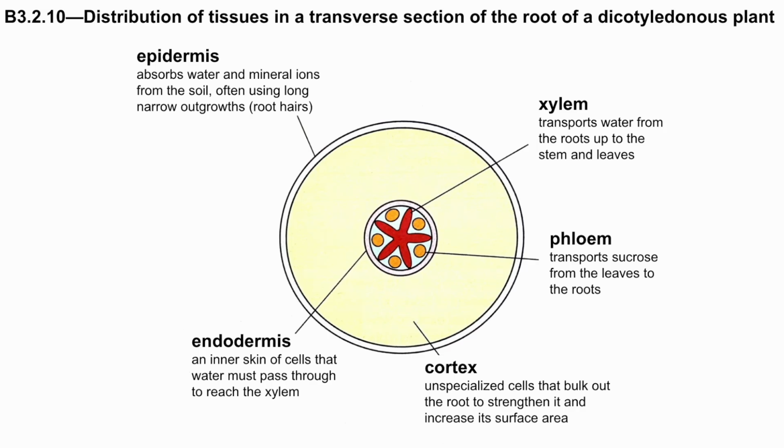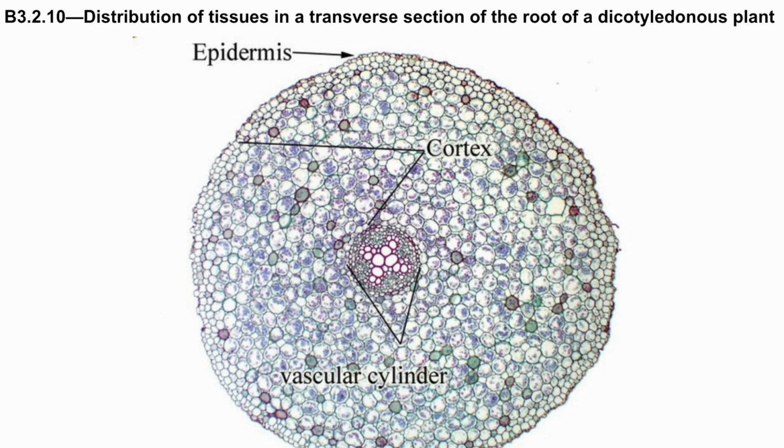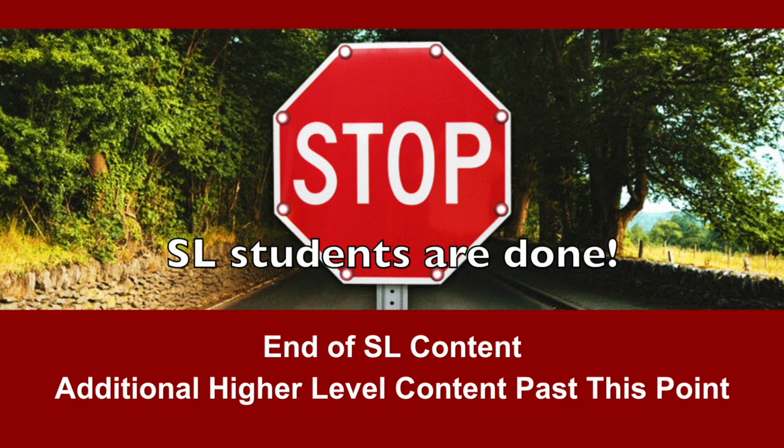Okay, again, this is a plan diagram, so it's just not going to show individual cells, but rather regions of tissue. Okay, so let's compare that to an actual micrograph. Once again, we can see that xylem tissue with that lignified wall, those dead cells that are transporting water through, in this case, the root. Okay, this is the end of SL content for the whole video. So SL students, you guys can go ahead and turn this off. HL students, we still have the rest of this slideshow as well as the B3.3. So we still got quite a bit to go.